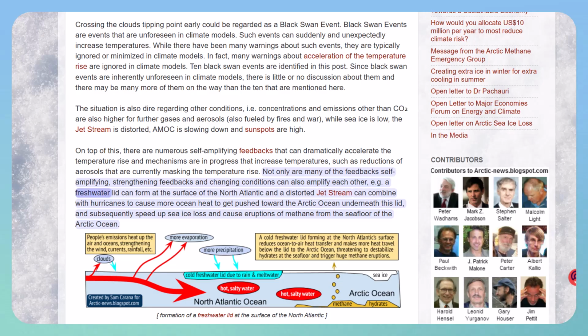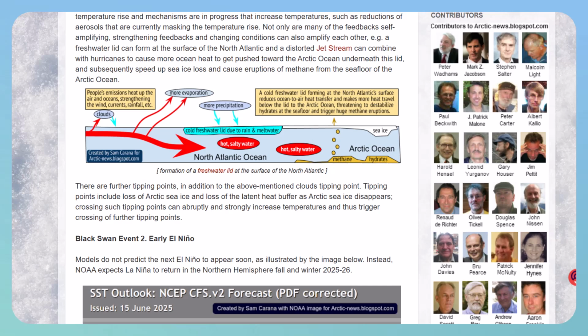a freshwater lid can form at the surface of the North Atlantic and a distorted jet stream can combine with hurricanes to cause more ocean heat to get pushed toward the Arctic Ocean underneath this lid, and subsequently speed up sea ice loss and cause eruptions of methane from the seafloor of the Arctic Ocean. Formation of a freshwater lid at the surface of the North Atlantic.